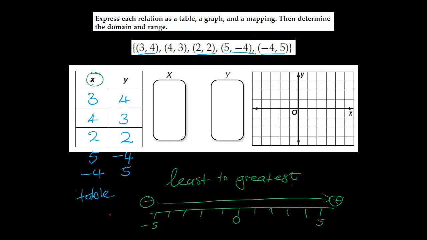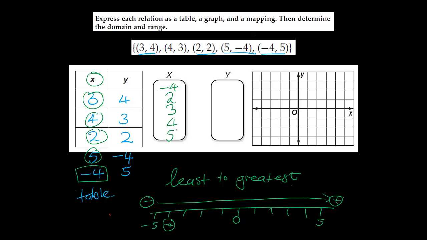On our x values, do you have any negative numbers? Yes, we do. We've got negative 4. That is my smallest number, negative 4. So I put it on my mapping, negative 4. Any more negative numbers? No. So now I'm at 0. So after 0 comes 2. That's my next smallest number. 2, then 3, then 4, and then 5. That is all of my x values from left to right, from least to greatest.